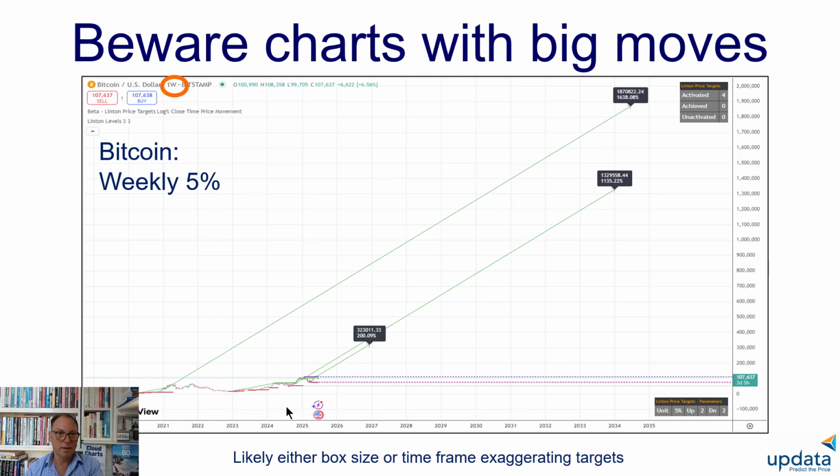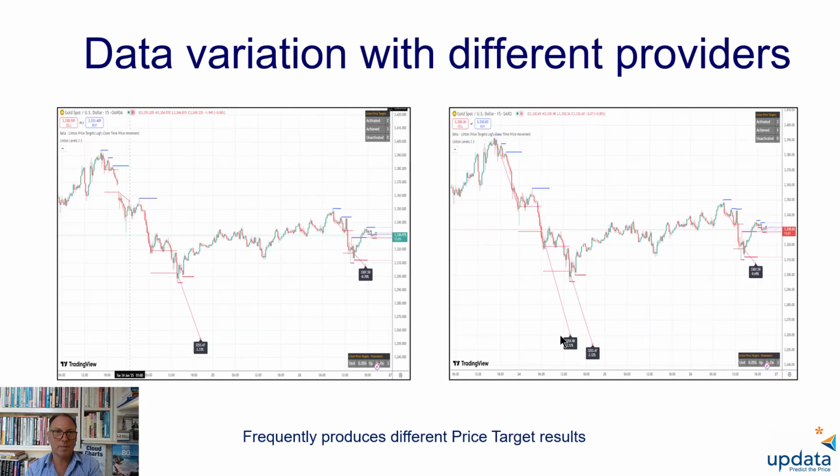So here, this is Bitcoin again projecting very big upside targets. It's a big box size. That's exaggerating the frame of the chart.